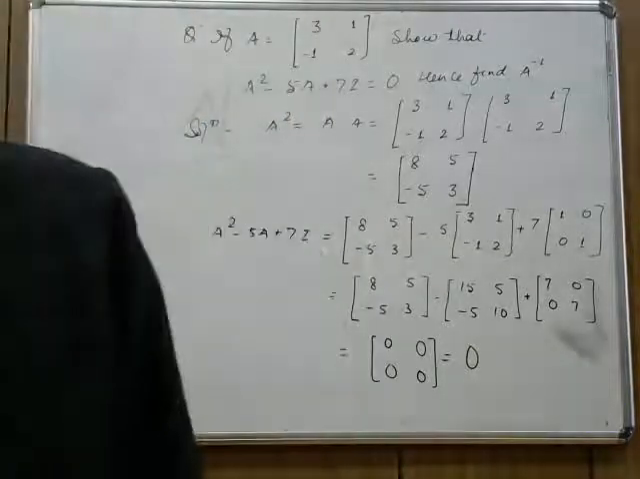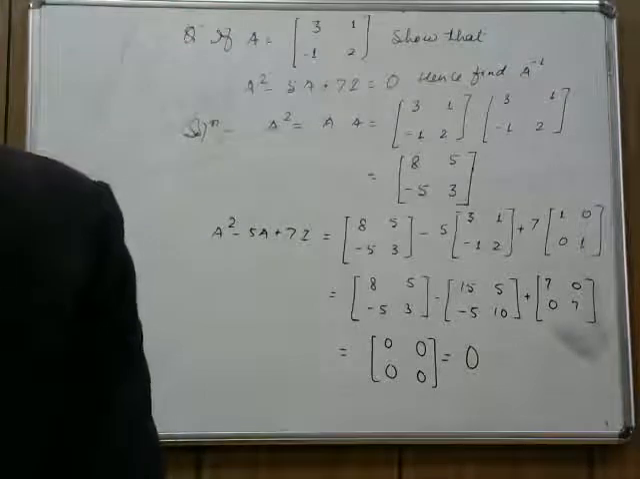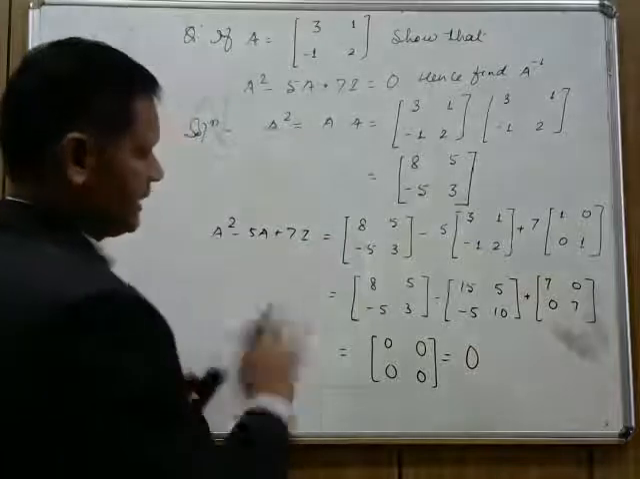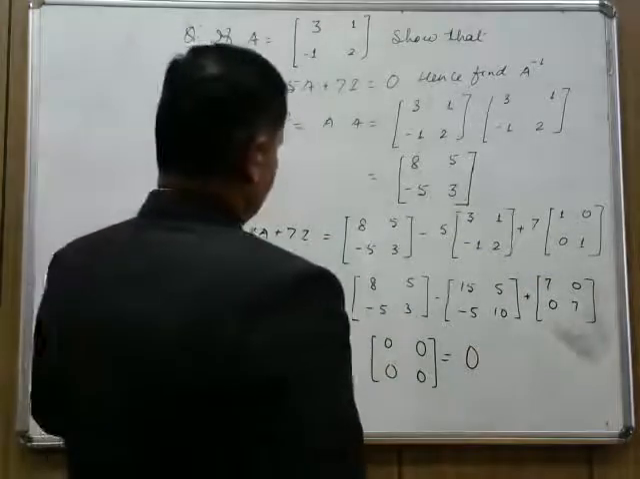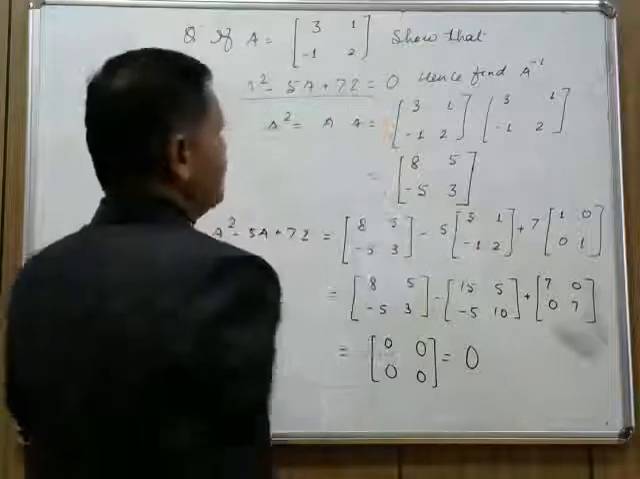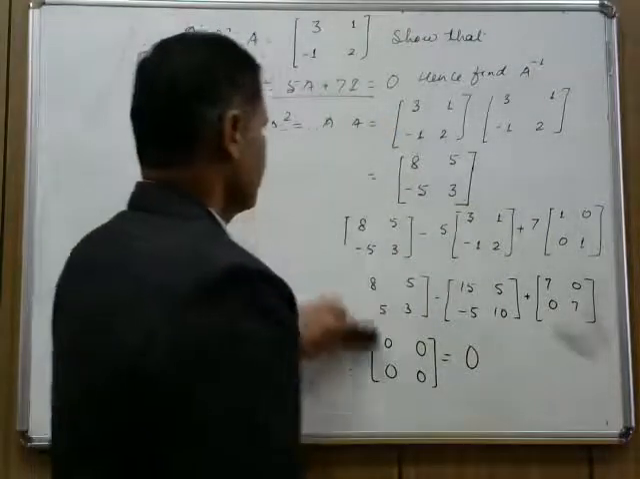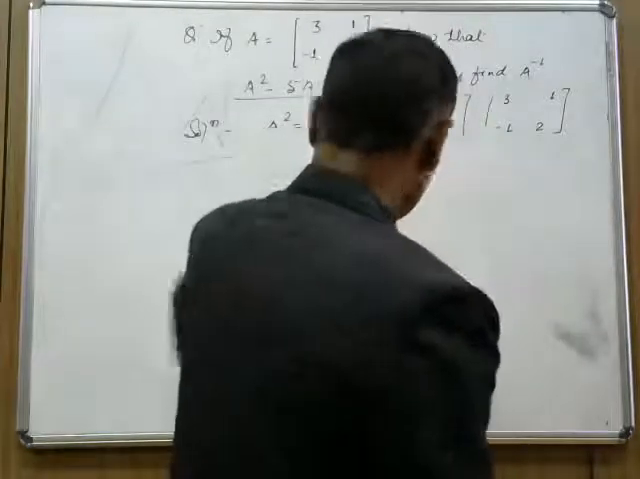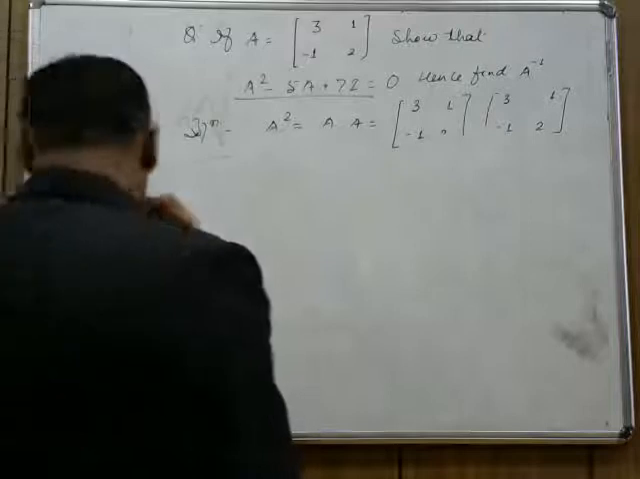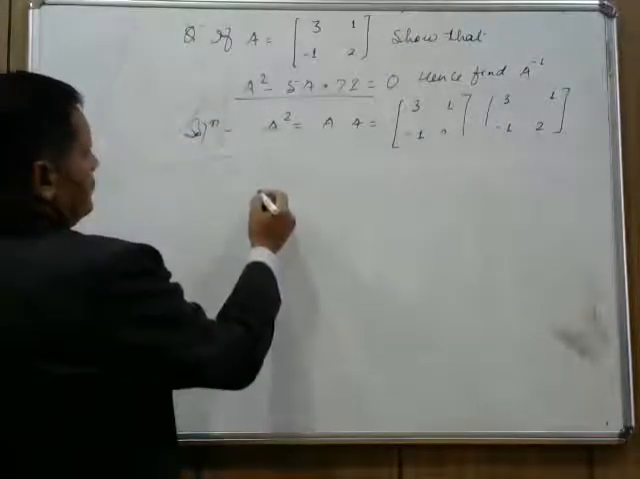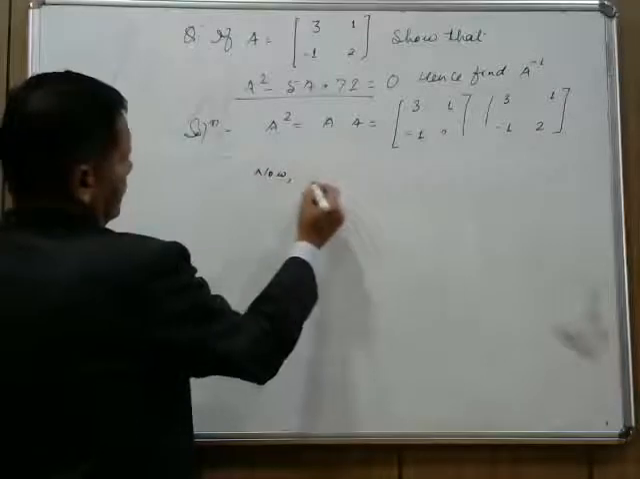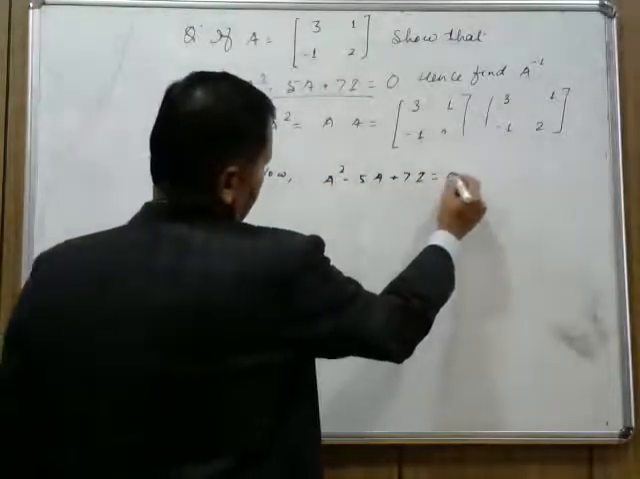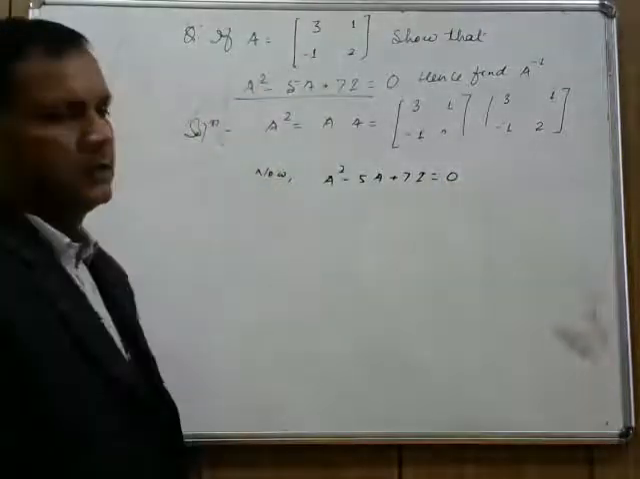Now we are going to find out the A inverse using what? This part. That's the second part of the question I will do now. The question is A squared minus 5A plus 7I equals 0, and hence find A inverse. First part we have done. Now for the second part, A squared minus 5A plus 7I equal to 0, and hence find A inverse.